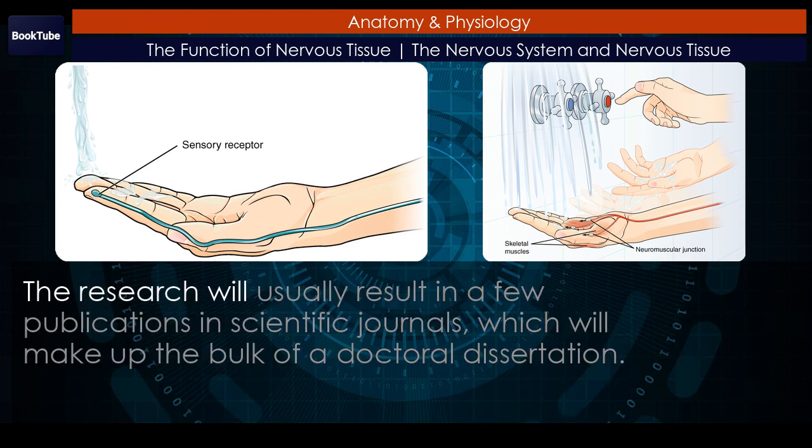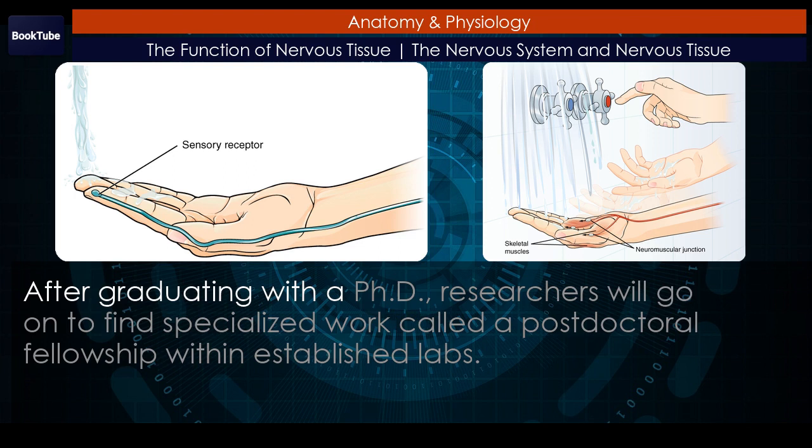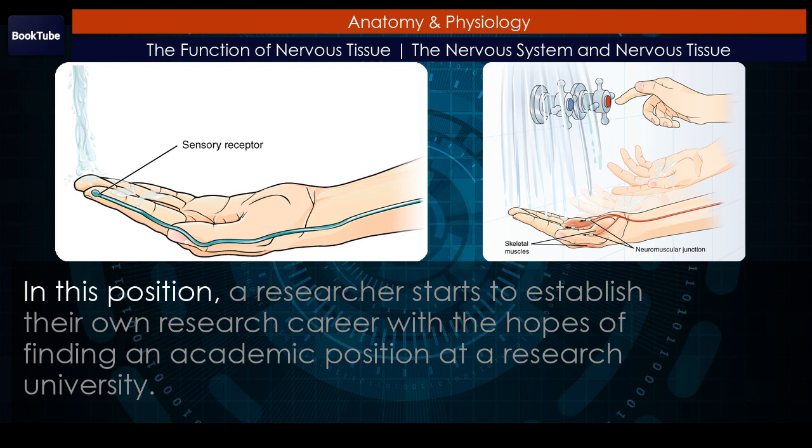The research will usually result in a few publications in scientific journals, which will make up the bulk of a doctoral dissertation. After graduating with a PhD, researchers will go on to find specialized work called a postdoctoral fellowship within established labs. In this position, a researcher starts to establish their own research career with the hopes of finding an academic position at a research university.